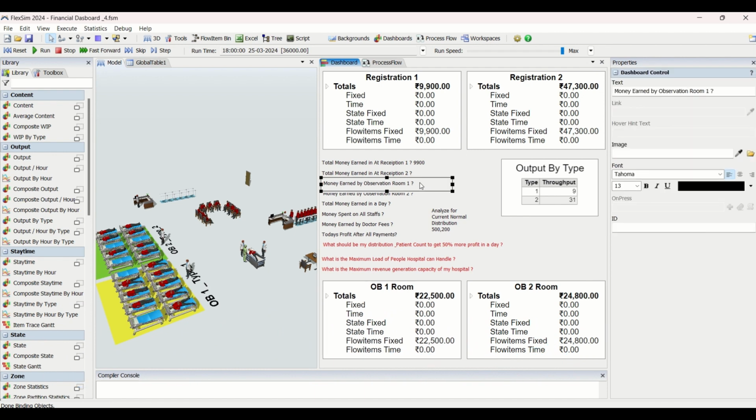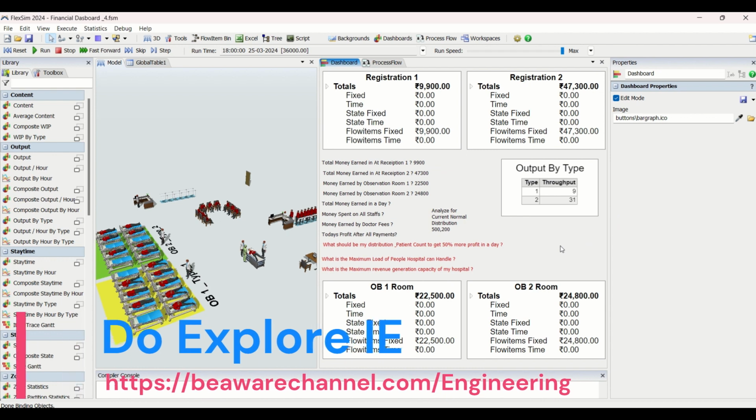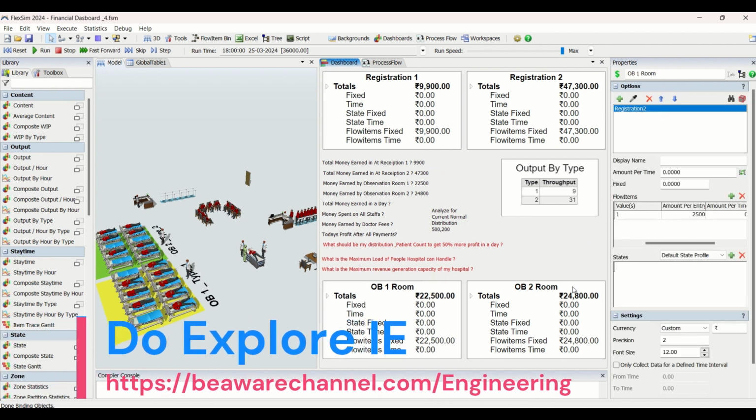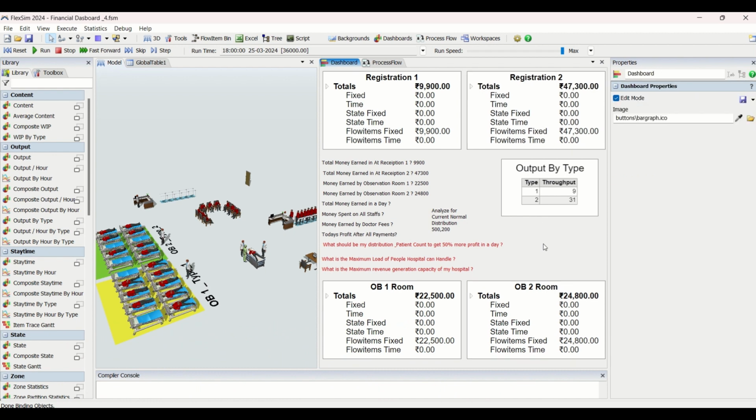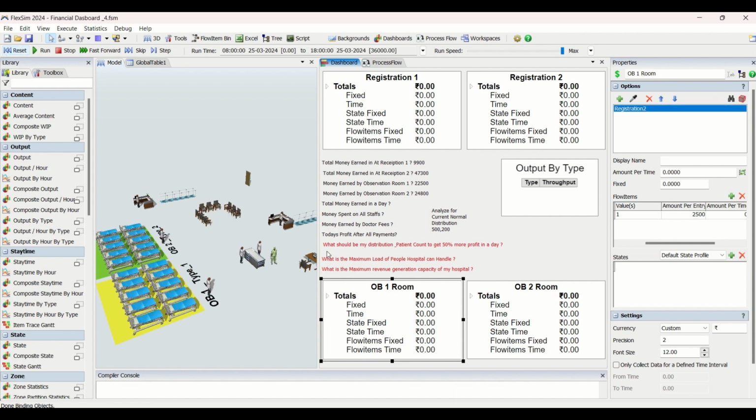The answer I have here is 22,500, and for this other observation the collection is almost 24,800, and this collection was basically from registration 1, and from registration 2 we have a collection of this in total. Now let us find out how much the collection is after expenses. Let us reset the simulation model, and then let us add a component of deduction.